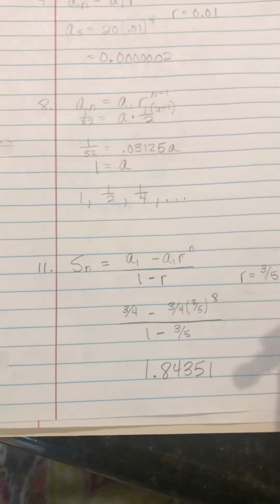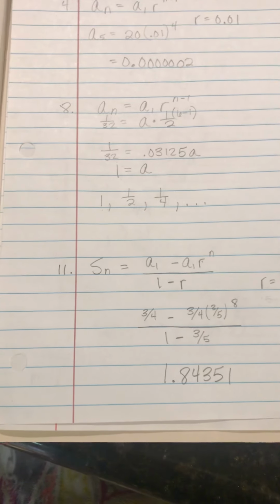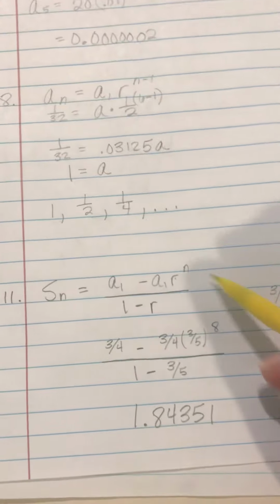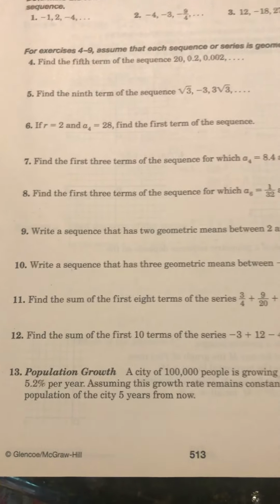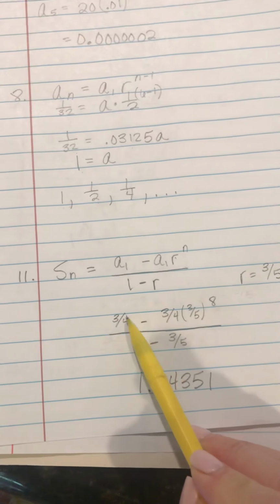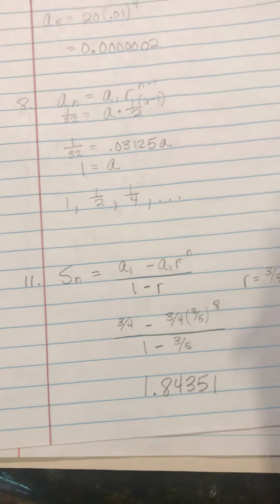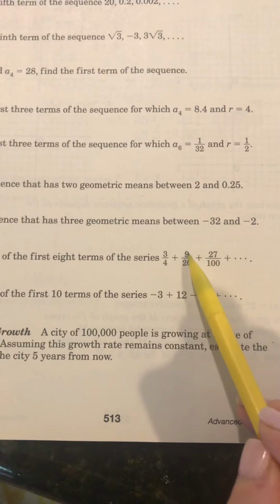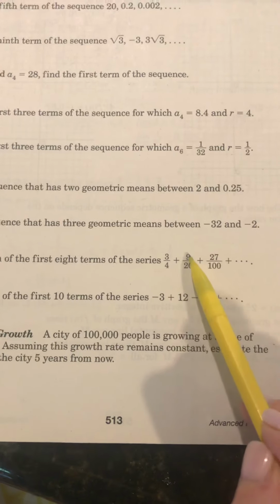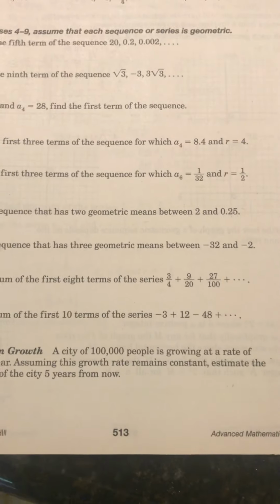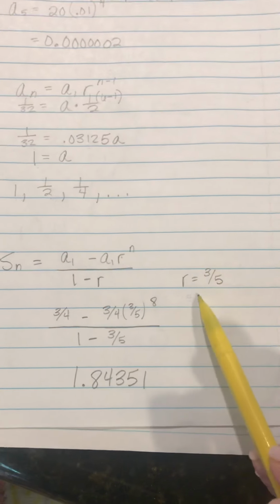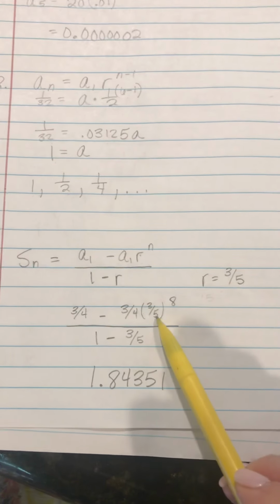Okay, and then lastly, number 11, you've got your summation formula. I wrote that big old formula out, and we're just going to fill in everything we've got. On number 11, the first term is 3/4. So anywhere you see A1, you put a 3/4. Your ratio, they did not give it to me, but I can find it easily. Remember, just take this, divide by that. Second term divided by the first. 9/20 divided by 3/4 gave us 3/5 for the common ratio. So I plugged in 3/5 there.